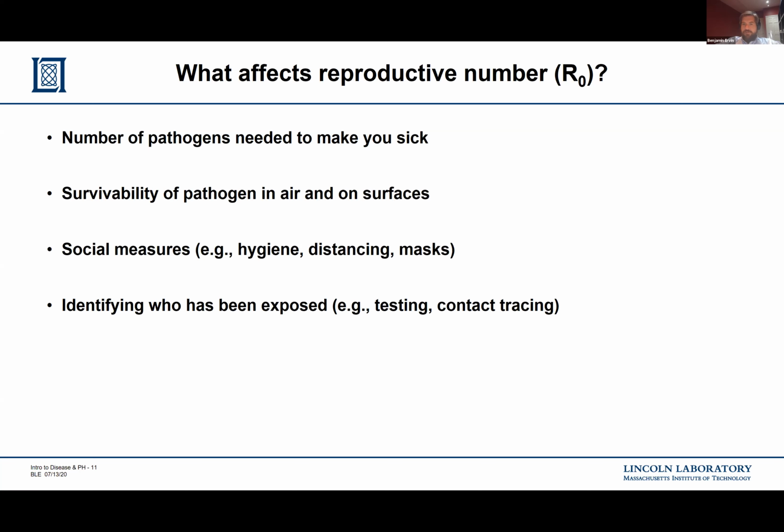Social measures: hygiene, distancing, masks. How effective are they and how adhered to are they within society? And then identifying who has been exposed and trying to quarantine them as fast as possible. So if you're sick, removing yourself, or doing contact tracing so that you can let them know they might have been exposed to something ahead of time. So you might have been exposed to a zombie. Moving them off into a different area would probably be a good idea before they turn into a zombie.